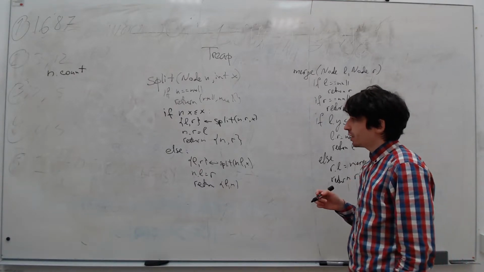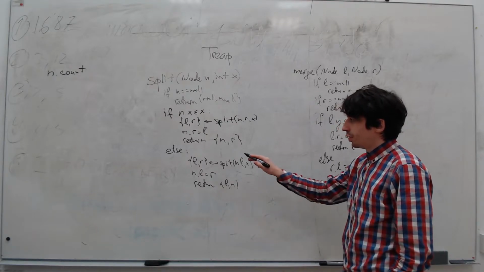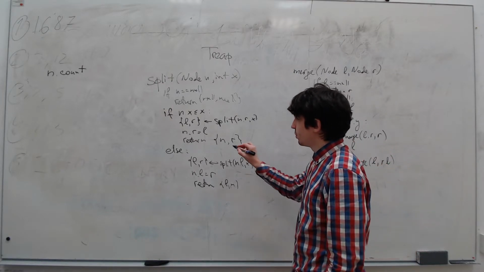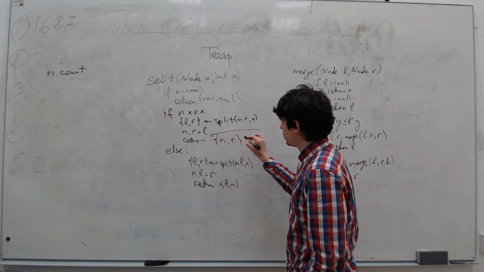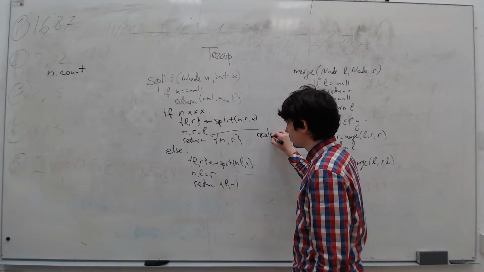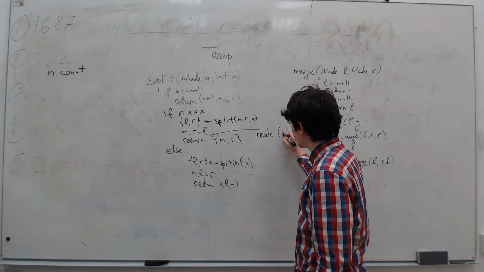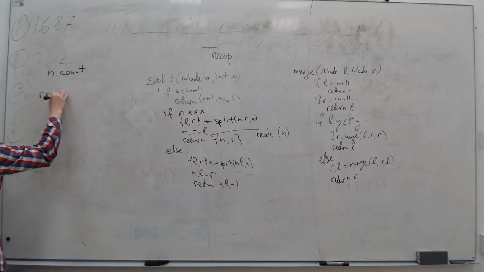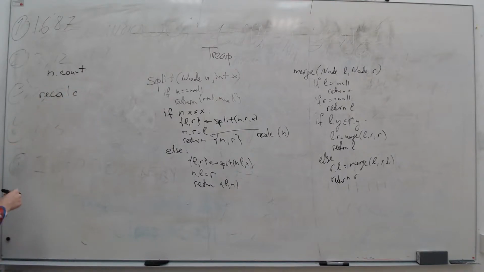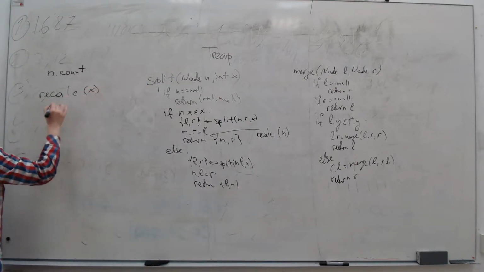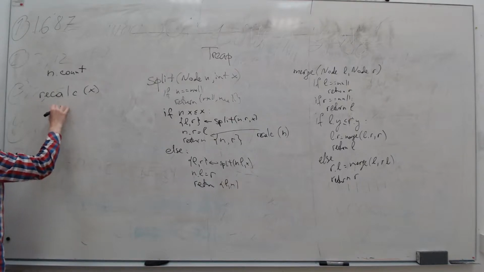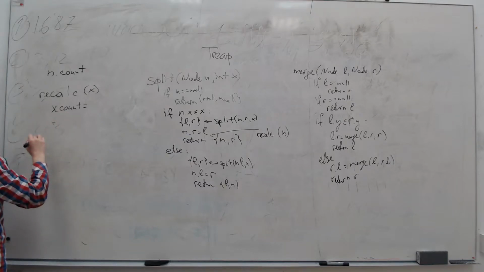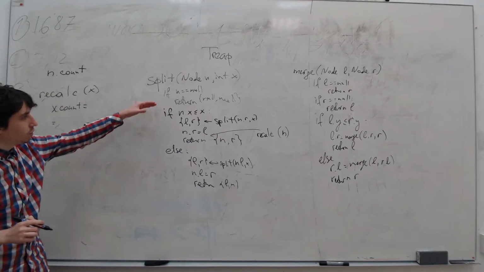For that, whenever we change the node itself, which we are going to return, we simply add the function recalc of n. What is recalc going to do? Recalc x will simply set the count of the subtree. What is the count? You can see that we are doing this recursively.